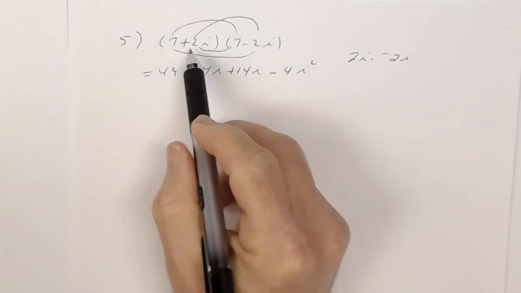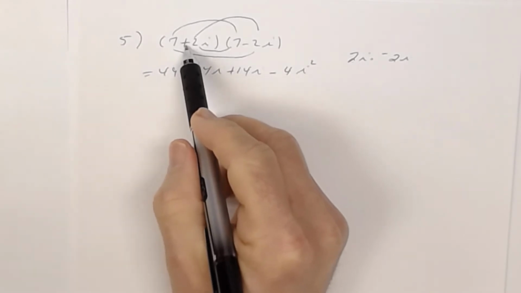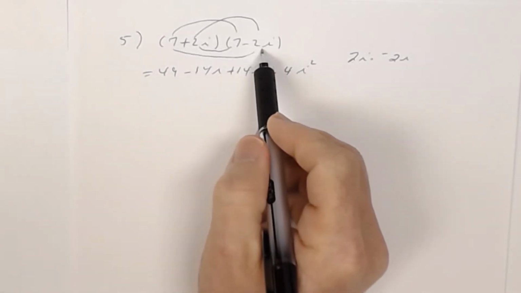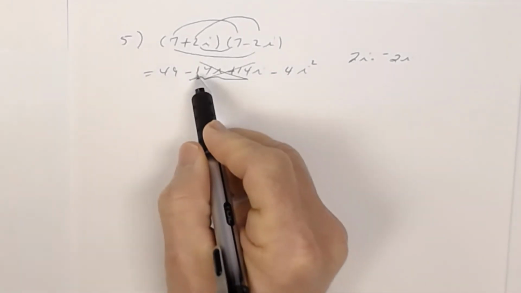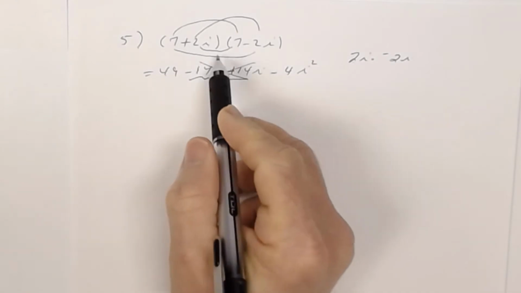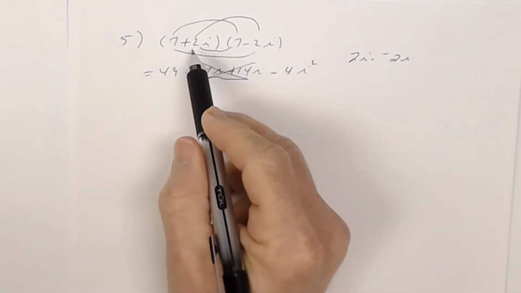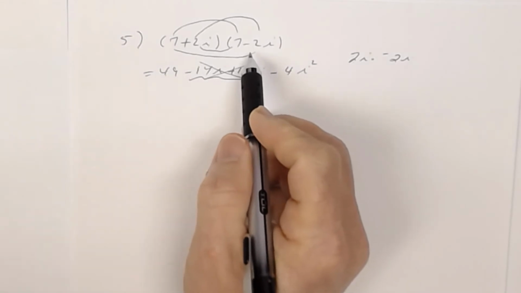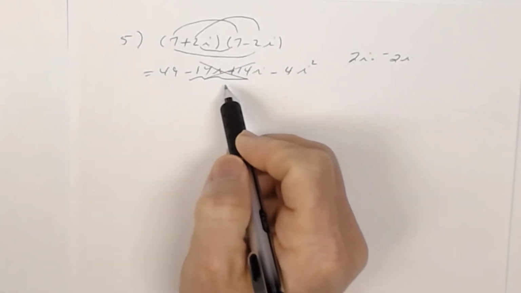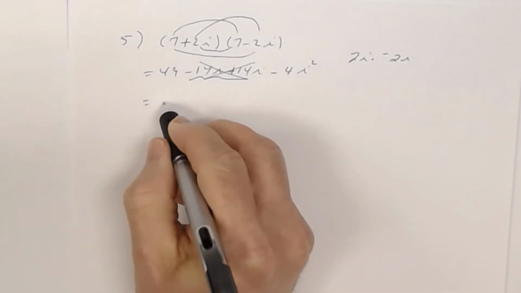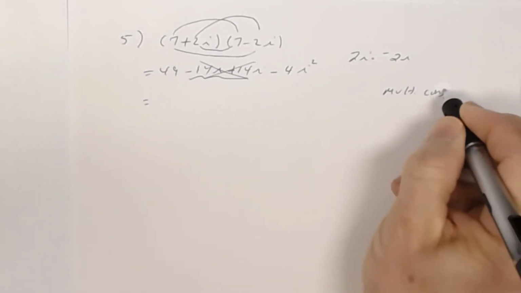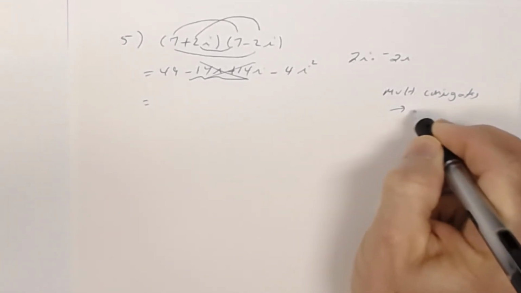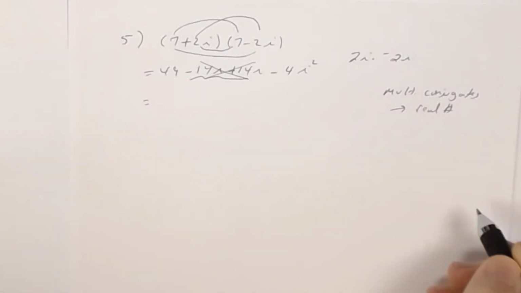Okay, now one thing you've got to remember: the 7 plus 2i and the 7 minus 2i are conjugates. So remember we talked about the idea of conjugates. Well, when you multiply conjugates, the outer and the inner cancel out. So remember, a negative 14i plus 14i is 0. So the conjugate of 7 plus 2i is 7 minus 2i. And whenever you multiply conjugates, the outer and the inner cancel out, and basically what you're going to have left is just a real number. So when you multiply conjugates, you get a real number.